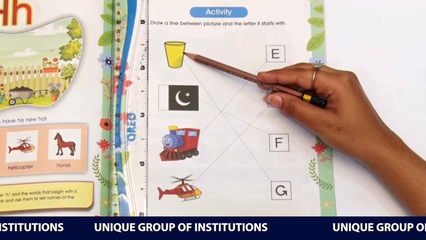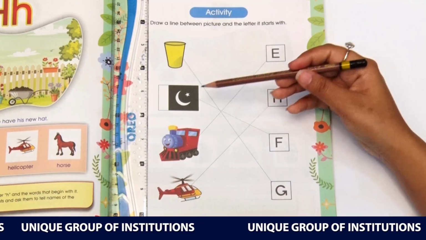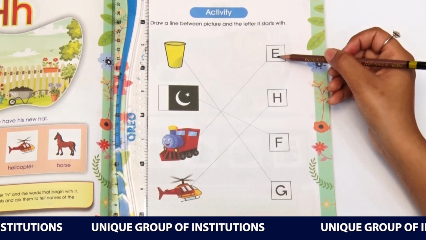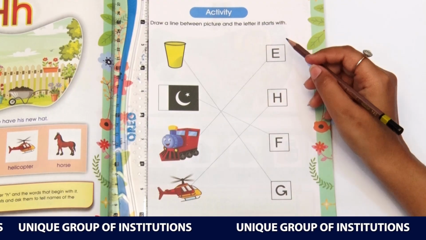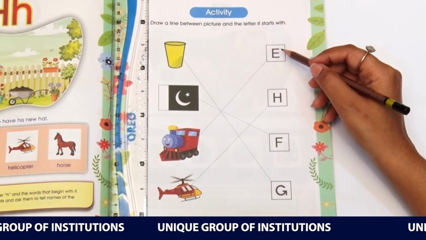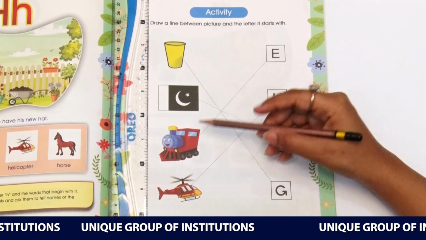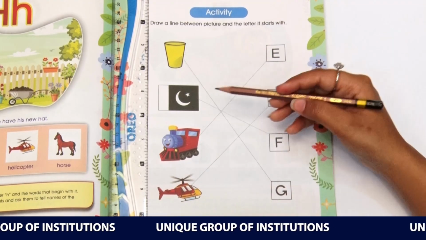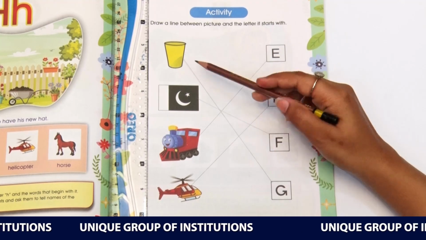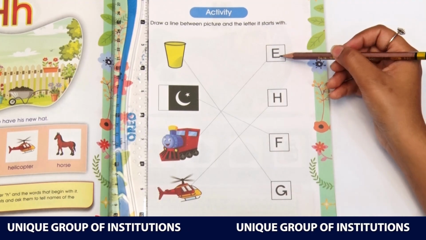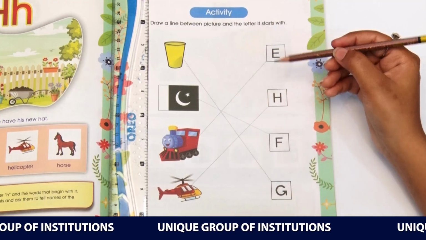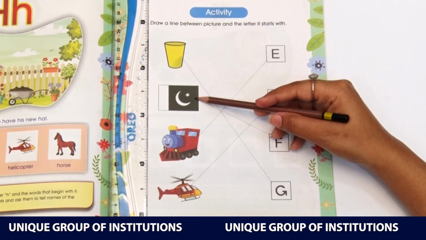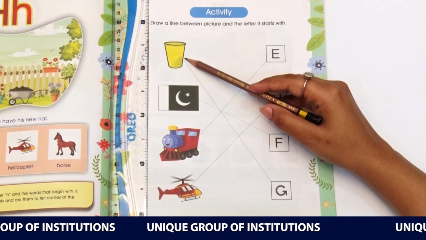G, glass. F, flag. H, helicopter. E, engine. Let's revise this with me again. E, engine. H, helicopter. F, flag. G, glass. Again. E, engine. H, helicopter. F, flag. And G, glass.